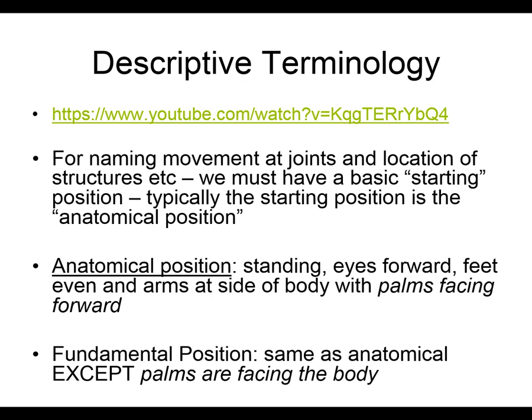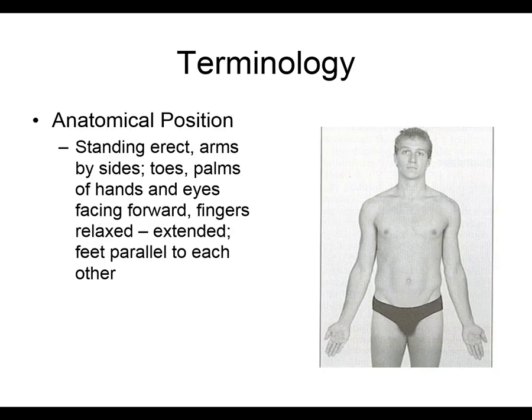For naming movements at joints and location of structures, we have to have a basic starting position. That starting position is known as the anatomical position. So make sure you look in your book and read through what exactly the anatomical position looks like. You're standing, your eyes are forward, feet are even, and arms at the side of the body with palms facing forward. Fundamental position, only difference is the palms are facing the body. And here's a picture for you of the anatomical position. Feet are about shoulder width apart, but as long as the toes are pointed forward.